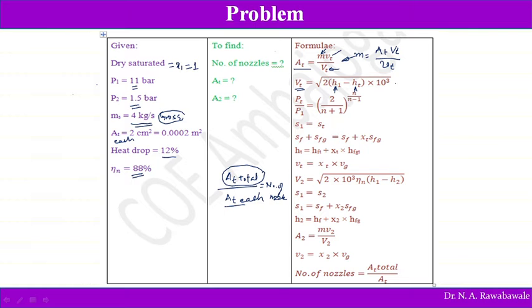Here there is one assumption: there is no friction between inlet and throat. After the throat the friction exists, therefore efficiency is not multiplied here. Then Pt divided by P1 is equal to (2 divided by n plus 1) to the power of n divided by n minus 1. This derivation we have obtained, or we can write this as Pt divided by P1 equal to 0.58 for dry saturated steam.